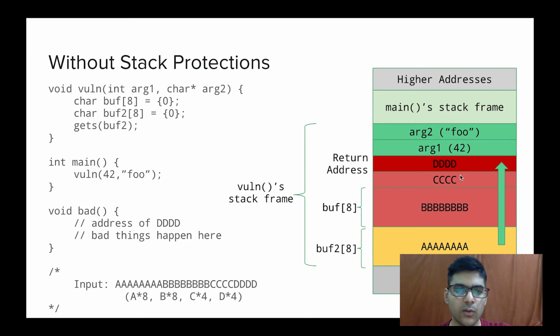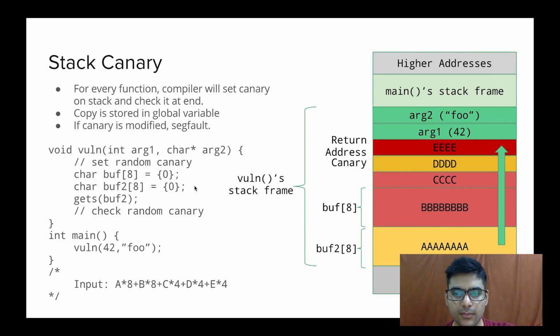So what do you do to avoid it? Also, as you see, you have to overwrite this entire thing before you get to the return address, and then you overwrite the return address, right? So this means that whatever you had in this portion of the memory also gets overwritten with some gibberish. So how to avoid this?